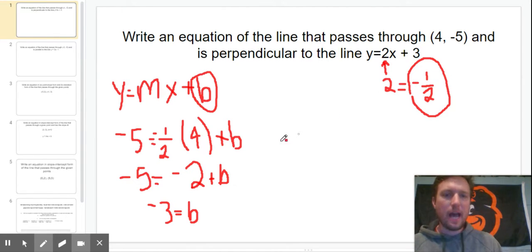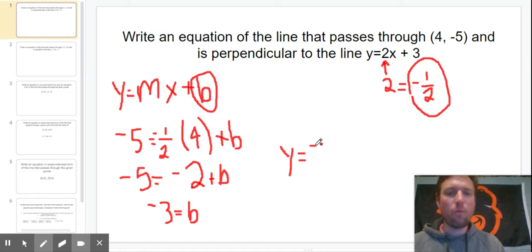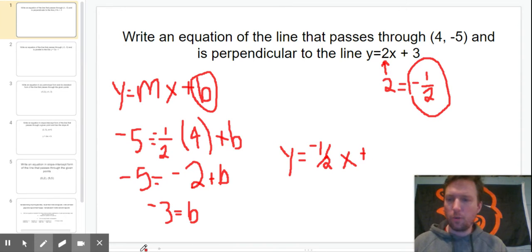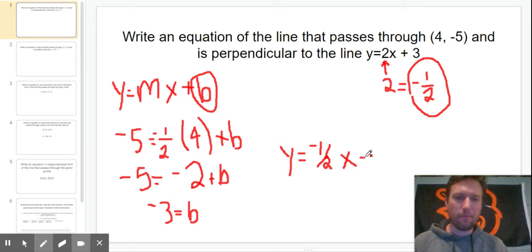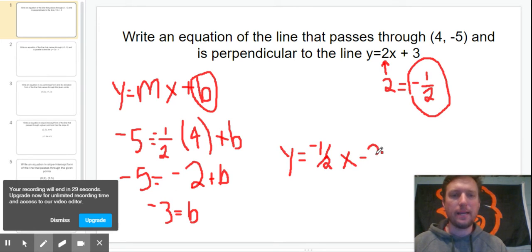And we're going to put this in and write this as an equation. So we have y equals our slope of -1/2 times x. Sorry. -1/2 times x plus our y-intercept, -3. So it wouldn't be plus, my bad. It would be just minus 3. You would write that as -3.